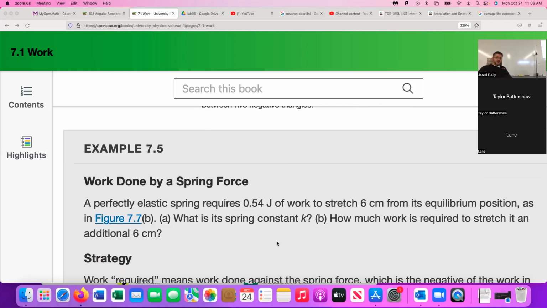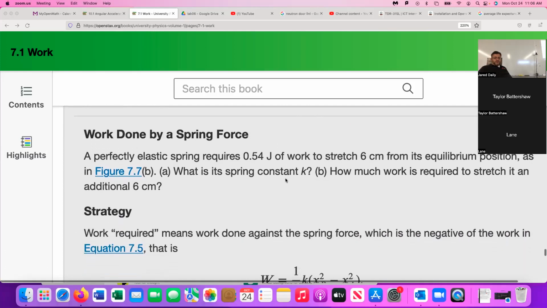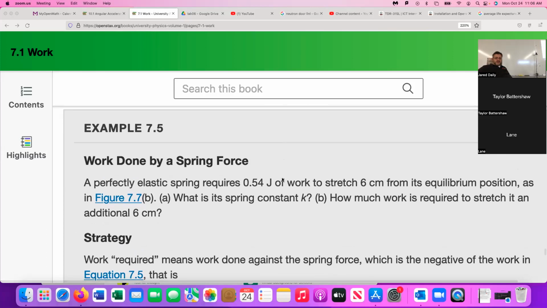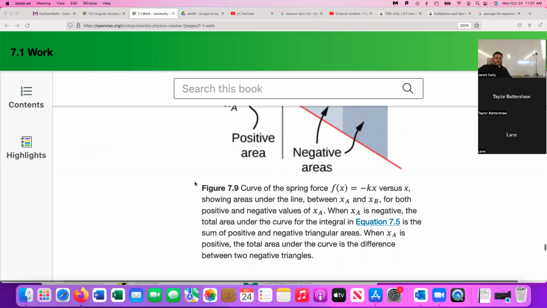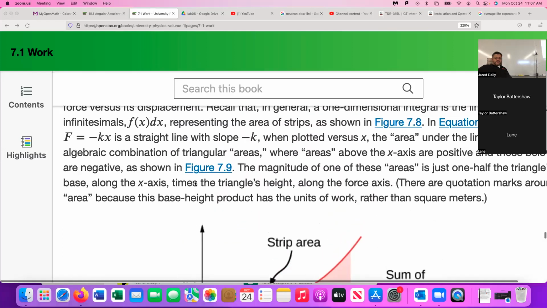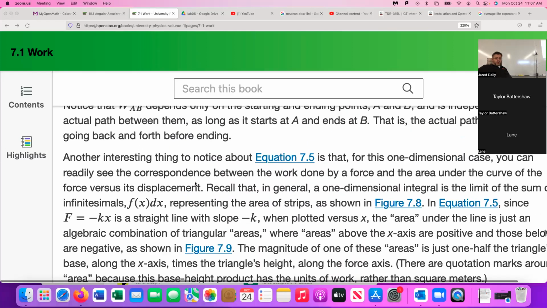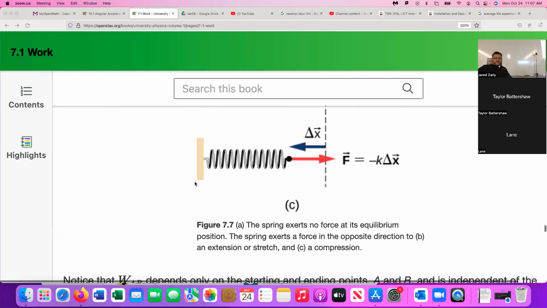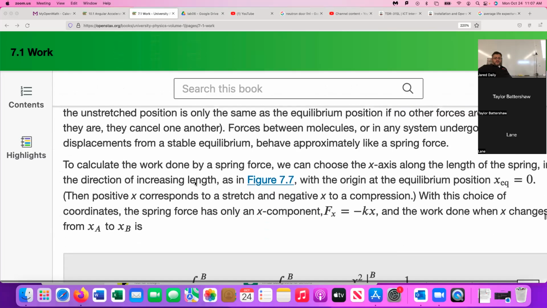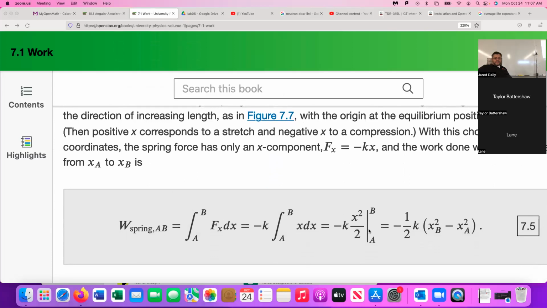Different ways. So here they do an example of that, and they're stretching it from its equilibrium position. They want to actually know what the spring constant is. So they're telling you everything that you need to know, how much work is being done, how much it's stretched, and then they want you to calculate the spring constant required to do that. And you're just using all these equations and solving for k instead of solving for work. This is the one where they do that right here, equation 7.5.